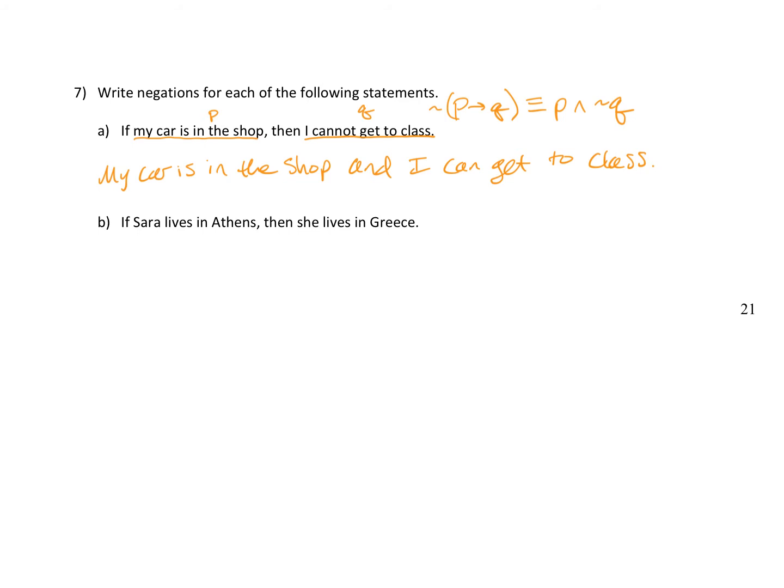All right, another one would be if Sarah lives in Athens, so that'll be my P, Sarah lives in Athens, then she lives in Greece, Q. So the negation of P implies Q, again, is P and not Q. So P is Sarah lives in Athens. And not Q, she doesn't live in Greece.